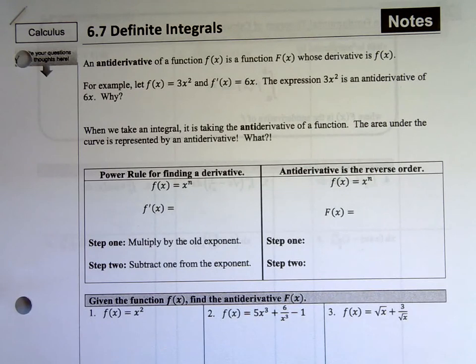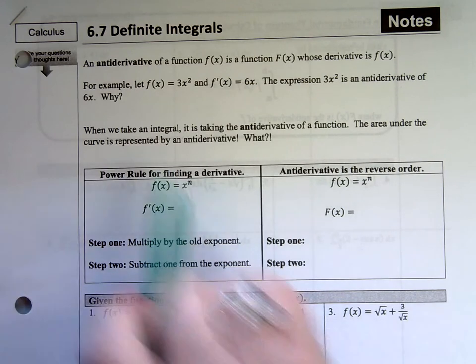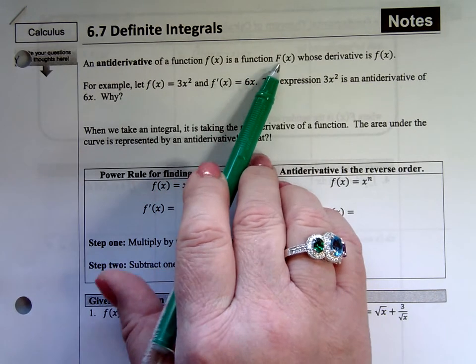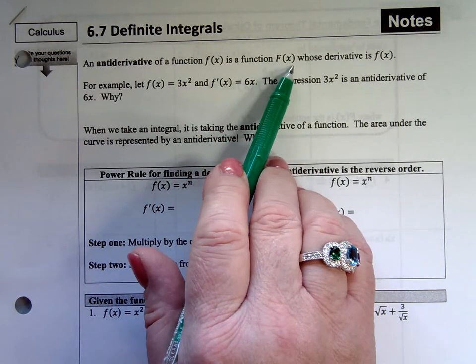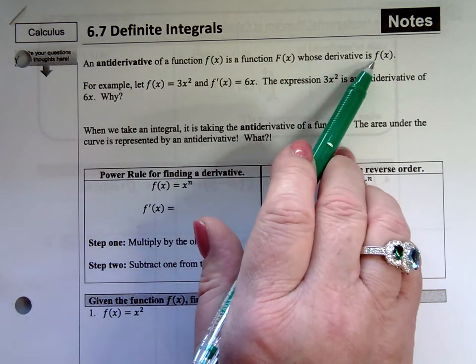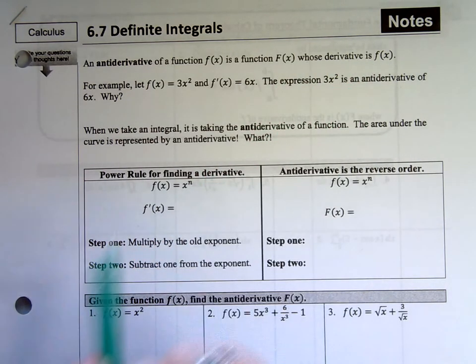Hello, my AB children. Today we're going to look at definite integrals, section 6-7, and it's going to be a discussion between derivatives and antiderivatives and how they relate to each other. So, an antiderivative of a function f of x is the function capital F of x. So you'll see a distinction between the notation that they use, whose derivative is f of x. So what the heck does that mean?